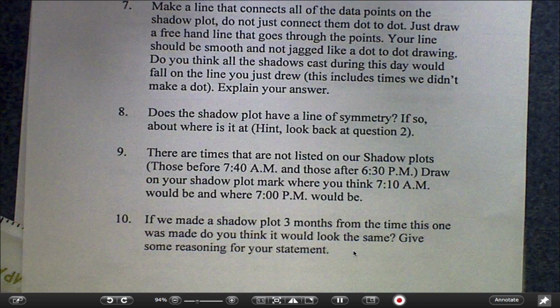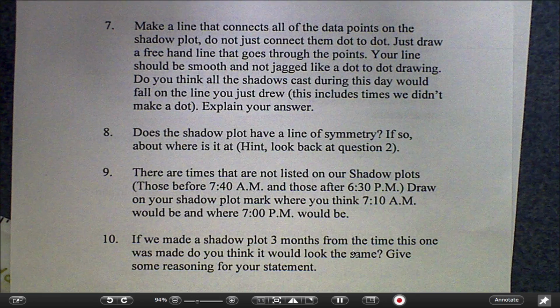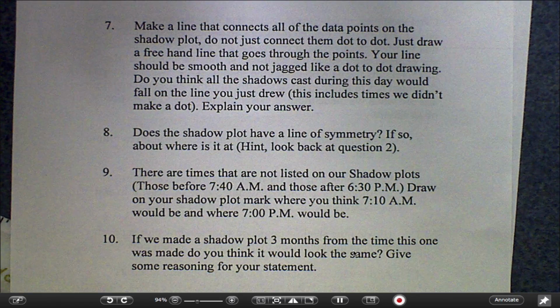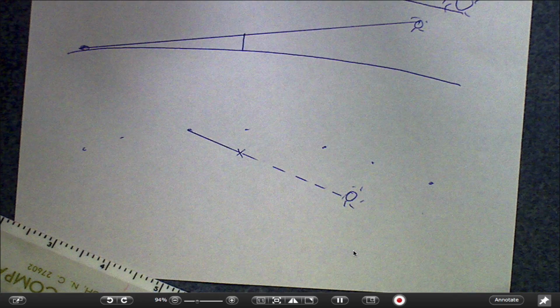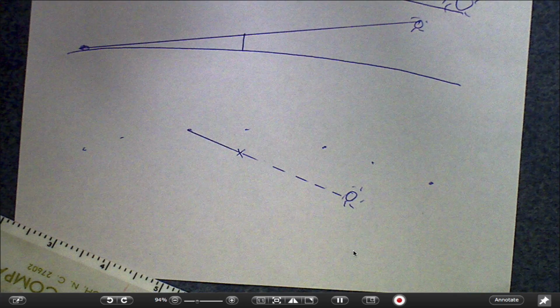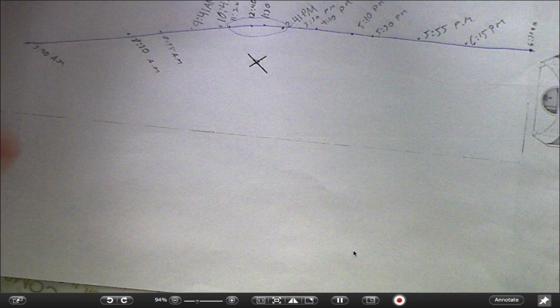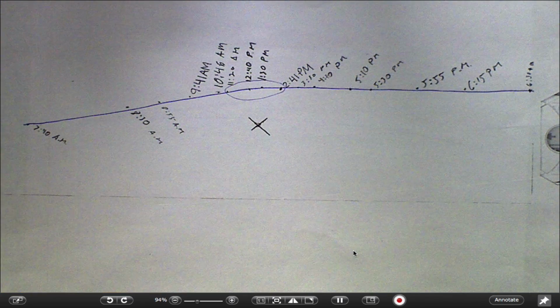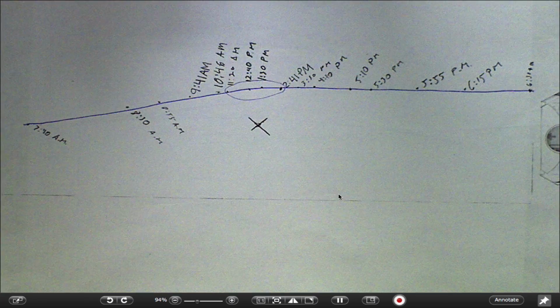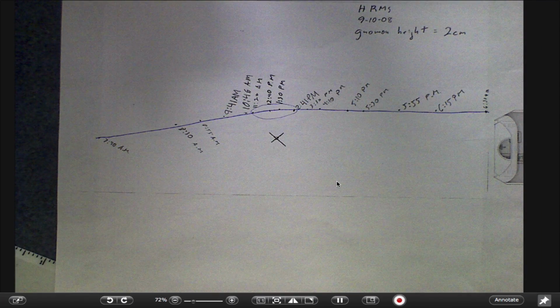And then it said, make a line that connects all the dots on the shadow plot. Do not connect them just dot to dot. Just draw a freehand line that goes through the points. Now what we're looking at is to try and smoothly connect all of our points with a nice little flowing line like that. That's what you would want on your shadow plot. I'll come out a little bit so we can see the whole paper. So that's what we were looking at there.